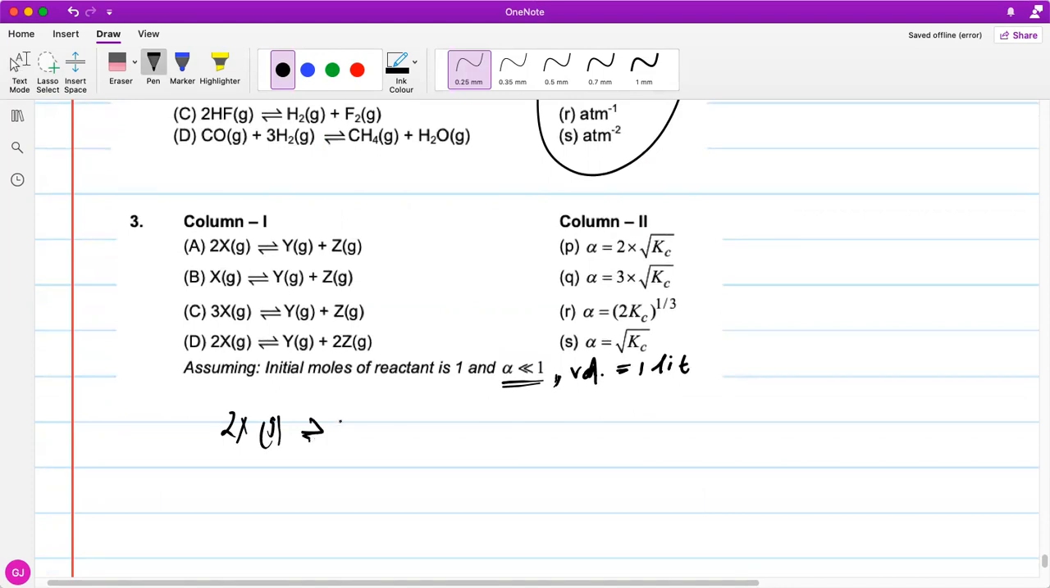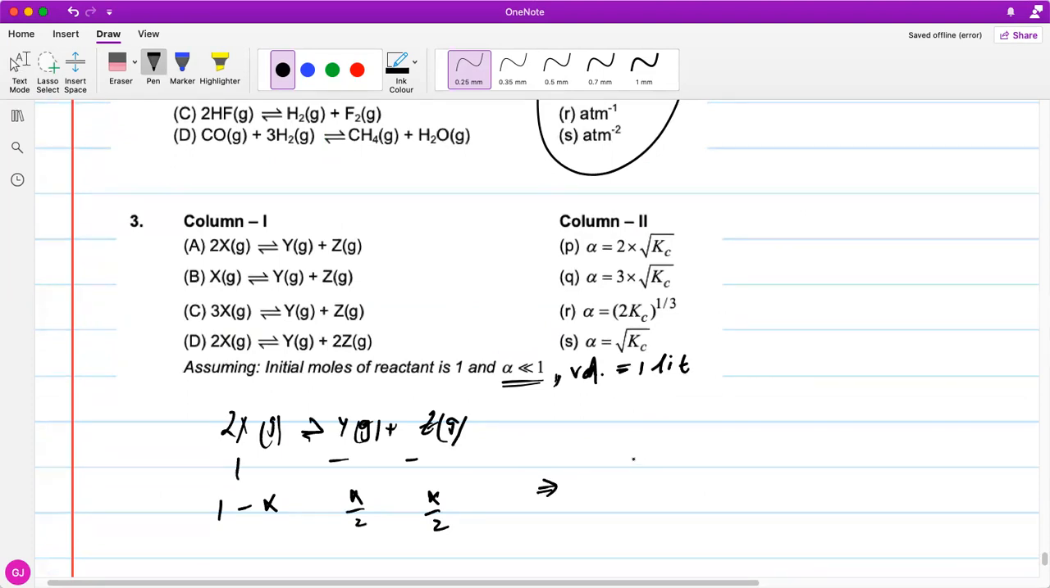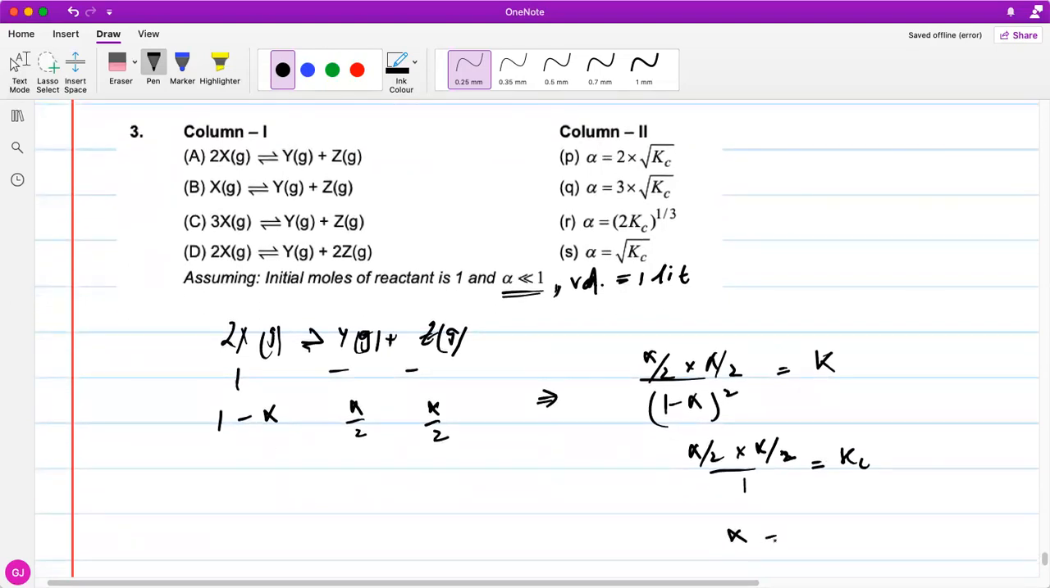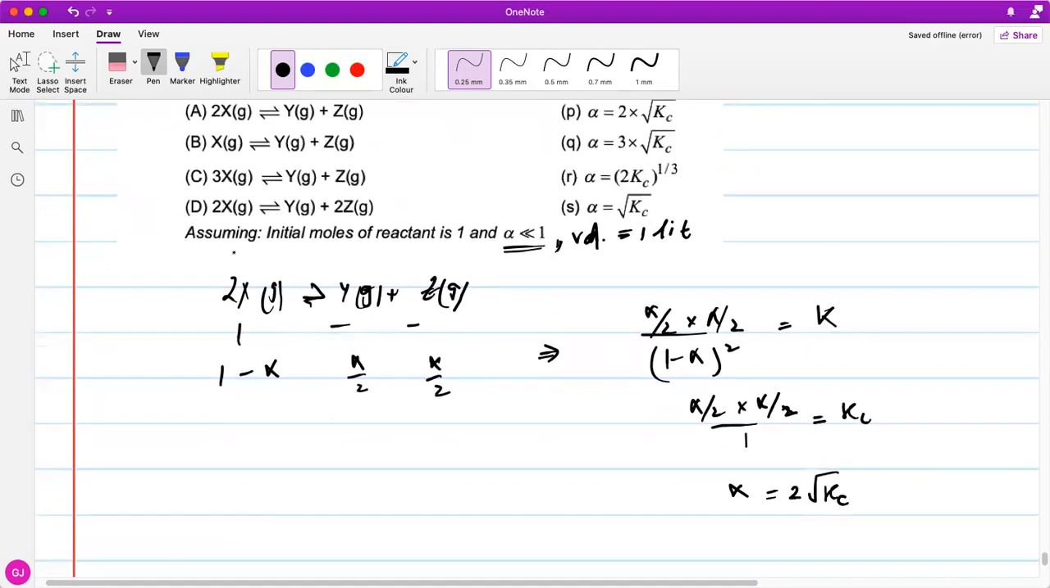So 2X gas is giving Y gas plus Z gas, right? So 1, 0, 0, and 1 minus alpha, right? Put alpha over here because alpha is the degree of dissociation, so it is moles reacted upon initial moles. And here you should get alpha by 2 and alpha by 2. Having said that, you write the expression of K, right? So it will be alpha by 2 into alpha by 2 upon (1 minus alpha) raised to the power of 2, right? And since alpha is much less than 1, you can write this as alpha by 2 into alpha by 2 upon 1 is equal to K. So you come up with the answer that alpha is equal to 2 root Kc, right? That should give you the value.